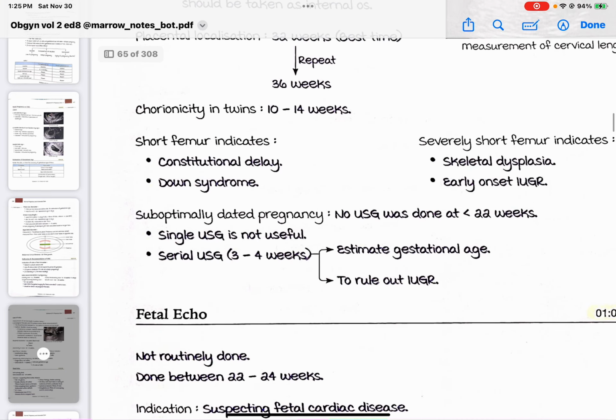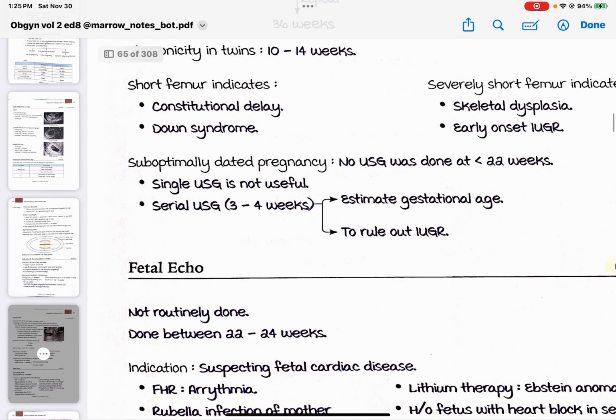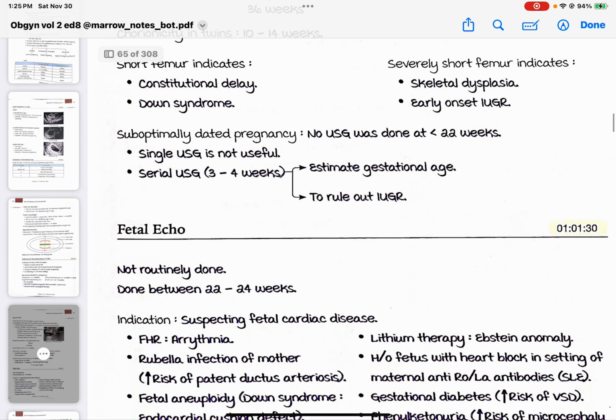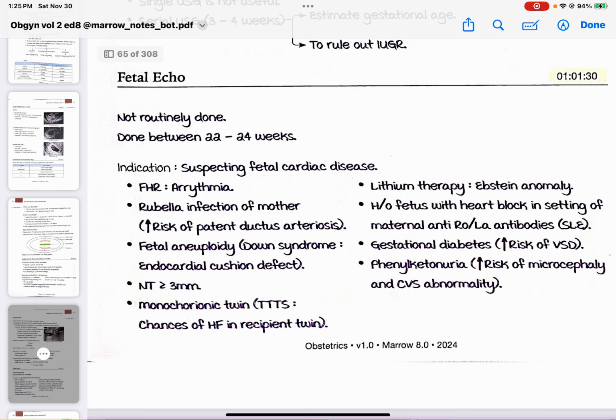Suboptimally dated pregnancy: no ultrasound was done at less than 22 weeks. Single ultrasound is not helpful. Serial ultrasound every 3 to 4 weeks. Estimate gestational age to rule out IUGR. Fetal echo is not routinely done. It is done between 22 to 24 weeks.